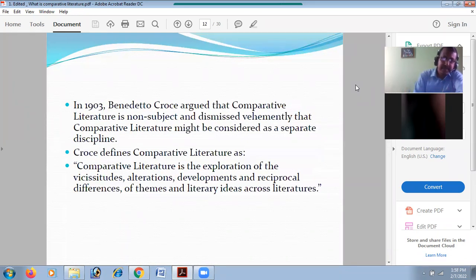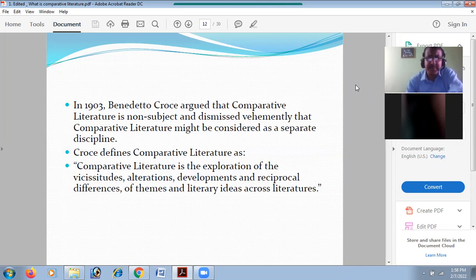If we go back earlier, that is 1903, Benedetto Croce argued that comparative literature is a non-subject and vehemently dismissed that comparative literature might be considered a separate discipline. So Croce is not ready to accept comparative literature as a separate subject or discipline. So he said that it should be the study.